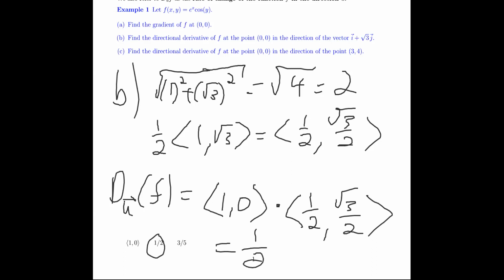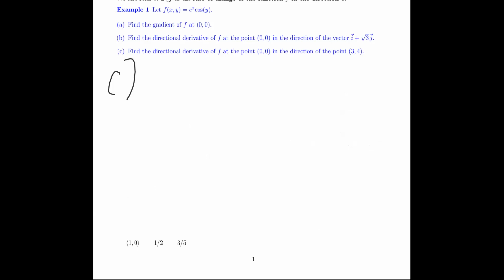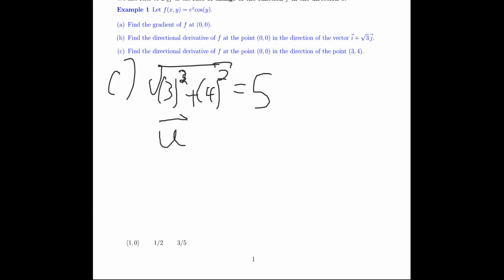Let's do C real quick. Again, we want to find the unit vector in the direction of 3 comma 4. Well, to get the magnitude, we do our distance formula, and this is 5. So the unit vector u is 3/5 comma 4/5.